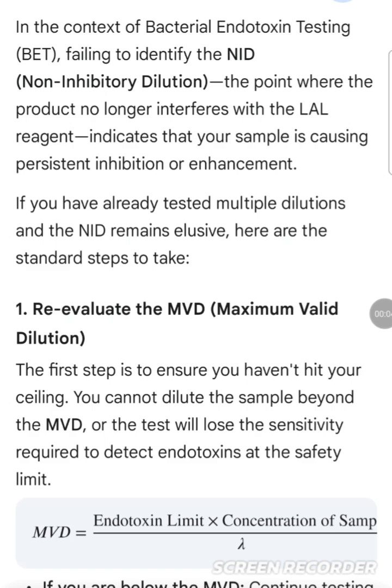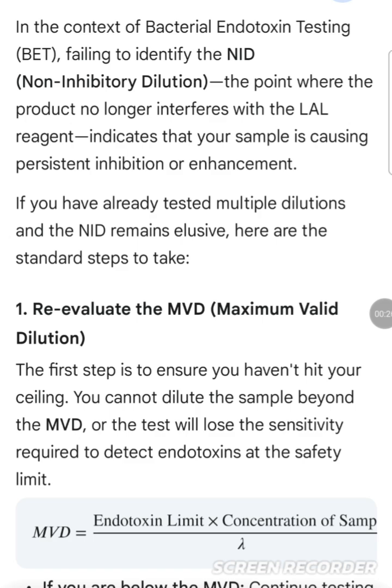In the context of bacterial endotoxin testing, BET, failing to identify the NID, non-inhibitory dilution, the point where the product no longer interferes with the LAL reagent, indicates that your sample is causing persistent inhibition or enhancement. If you have already tested multiple dilutions and the NID remains elusive, here are the standard steps to take.